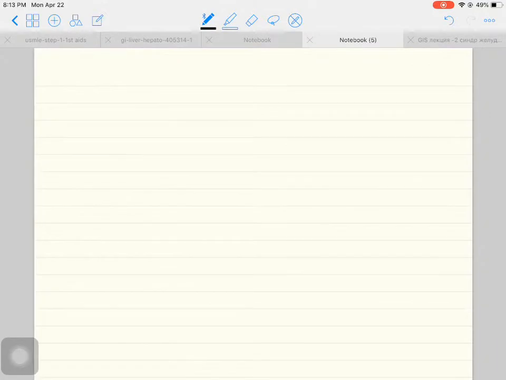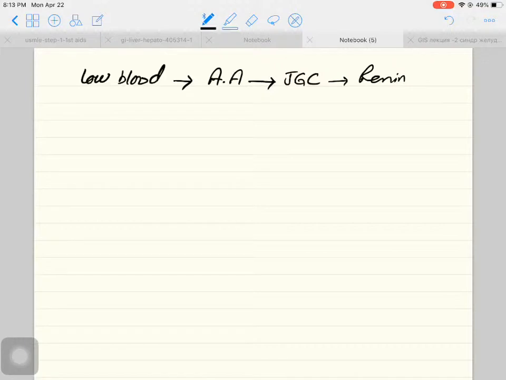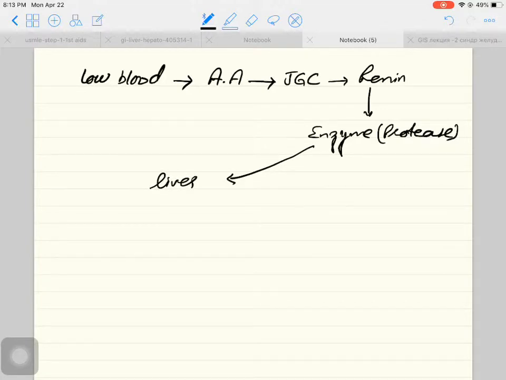So let's begin the function of the juxtaglomerular cell. Whenever there is low blood flow to the kidney, that is the afferent arteriole, the mechanoreceptor or baroreceptor, that is the juxtaglomerular cells, release renin. This renin is not a hormone, it is an enzyme. It is a protease enzyme, and it will go to the liver where it acts on angiotensinogen.